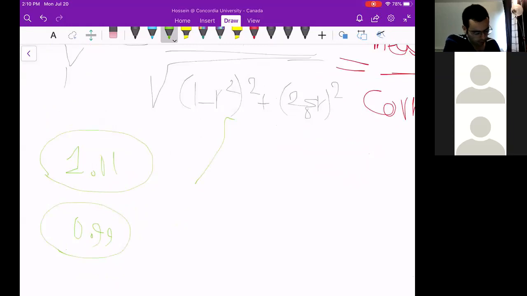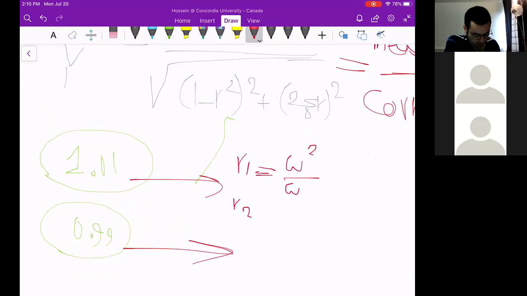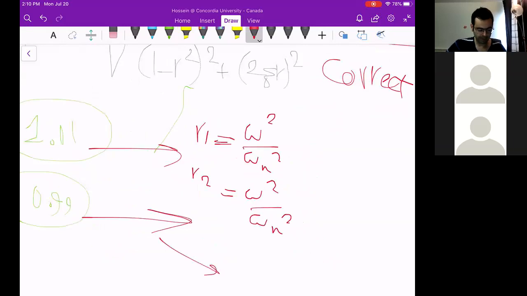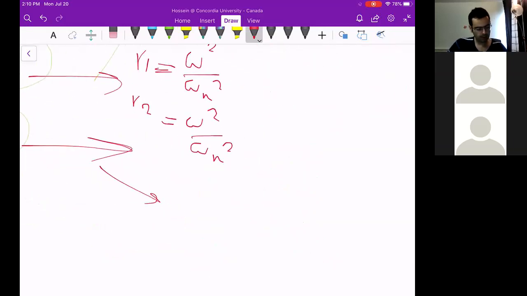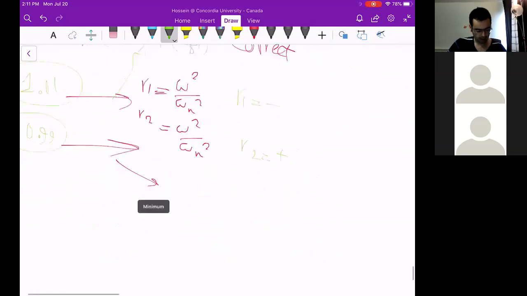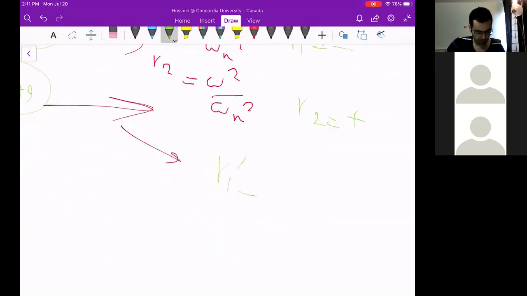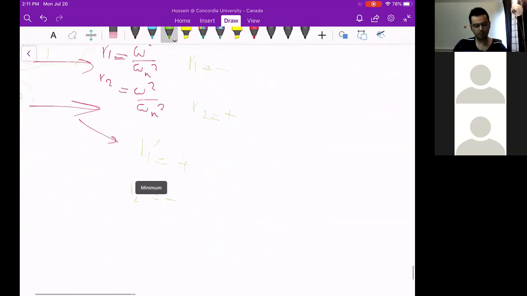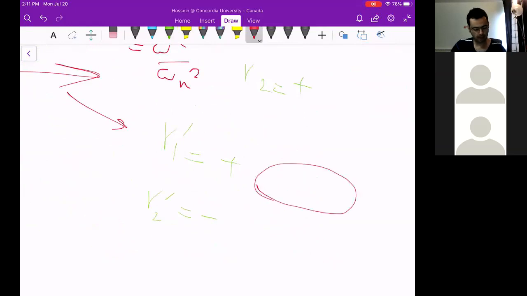In summary, for each case you will go for finding R, R1 and R2. This is basically omega squared over omega n squared. These R should be positive, so discard the case that gives you both negative. For example, maybe R1 is negative and R2 is positive, and for the other case R1 prime is positive and R2 prime is negative. So here it gives you some range, and here it will give you some range.